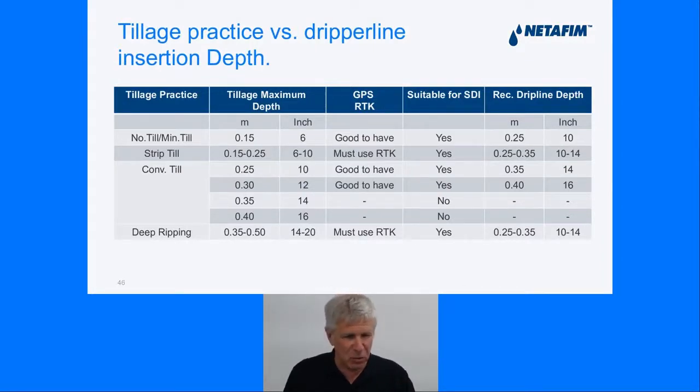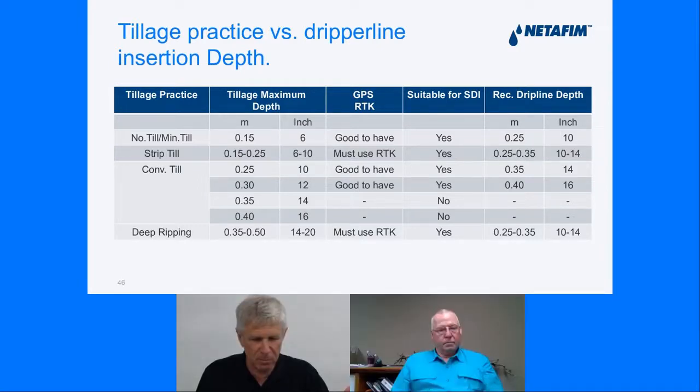This can give you some estimation about tillage practice by drip line insertion depth. No till or minimum tillage, when we're speaking about tillage, maximum till is 0.15 or 16 inches. It's good to have GPS and RTK. And then the recommended drip line depth will be 0.25 meters. Strip tillage is between 0.15 to 0.25. Then I will go to 0.25, 0.35.